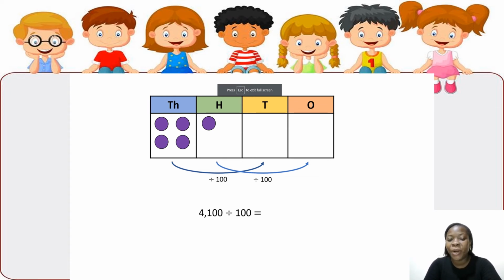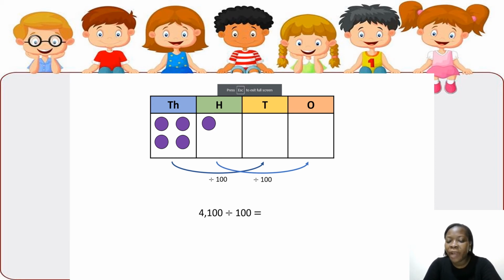How does this work? Now in 4,100 we have 4,000, so I have drawn 4 counters. We have 100, I have drawn 100 using one place value counter here. Now in the tens and the ones there is nothing. We have 2 zeros, so we have zeros here.